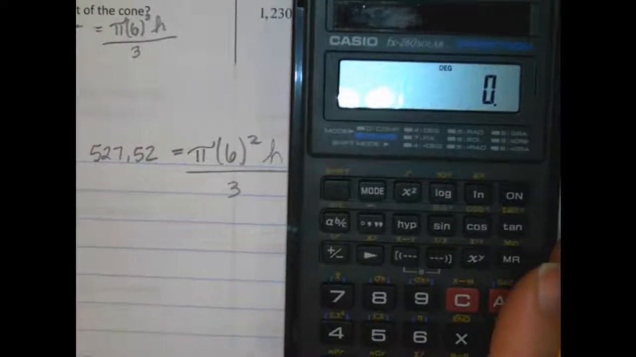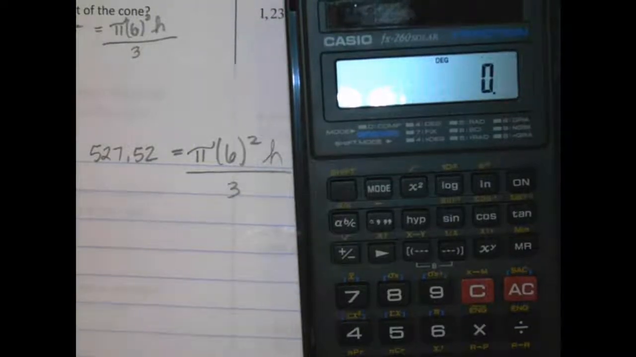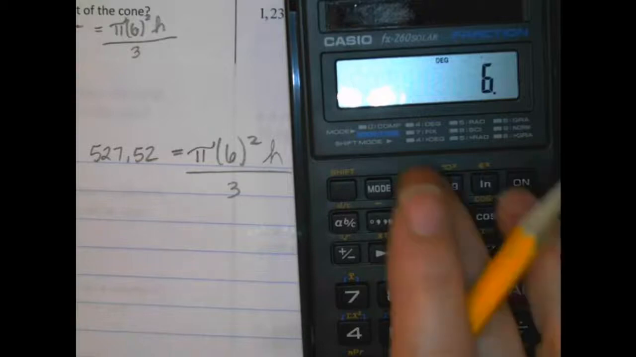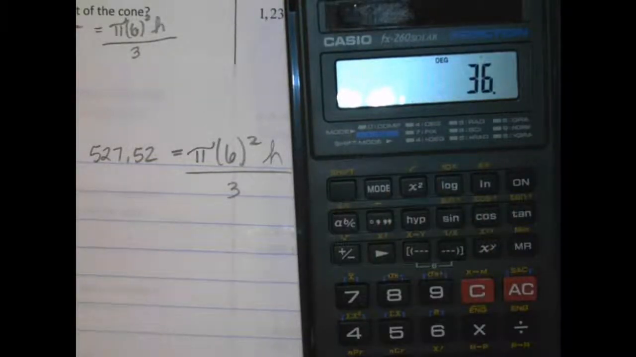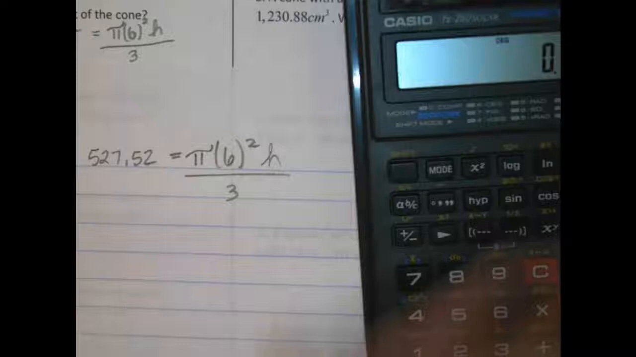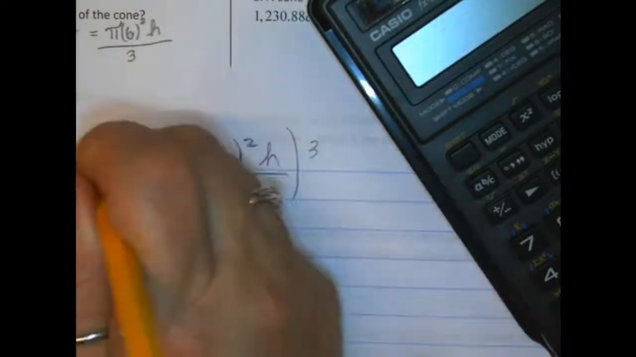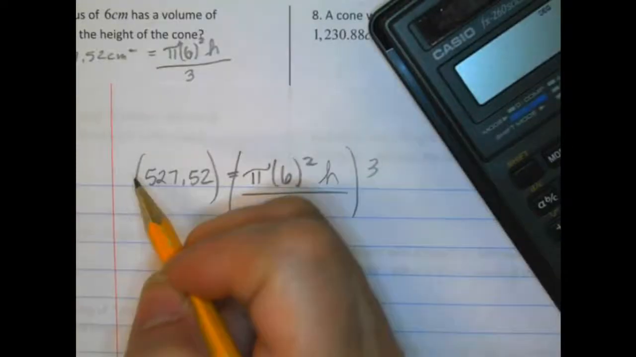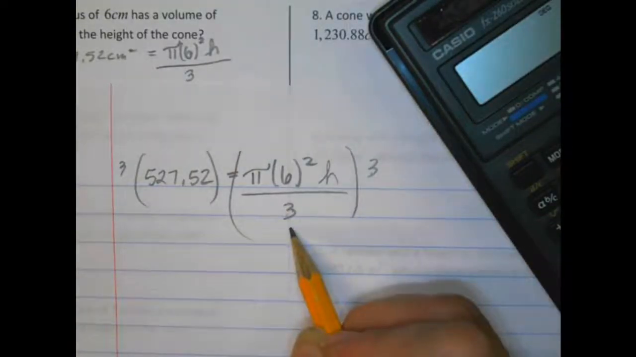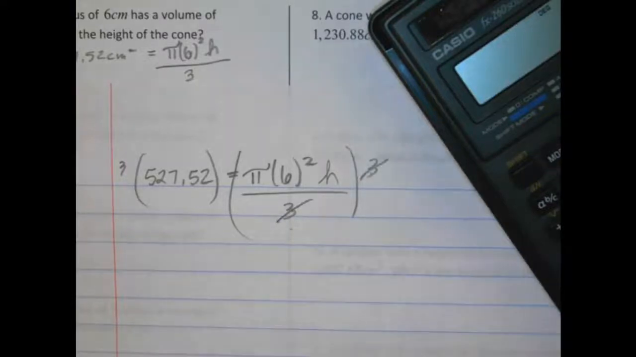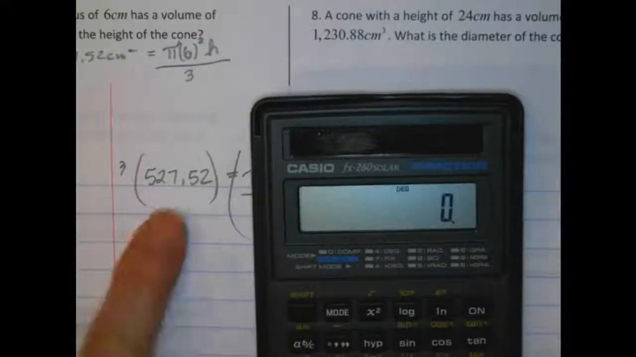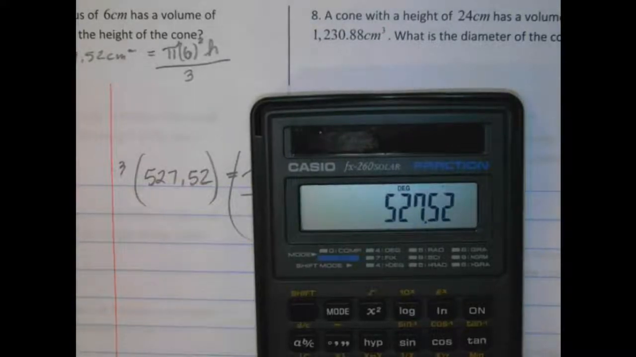Alright, so now that we're all prepared with our calculators, we're going to solve this problem, right? So 6 squared is 36, right? I'm not even going to do that first. I lied. I need to get rid of this 3, right, to solve this problem. If I multiply this side by 3 and this side by 3, what happens to these 3's? They cancel out, right? But I do need to take this number, 527.52, and multiply it by 3. That's going to give me a whole new volume.